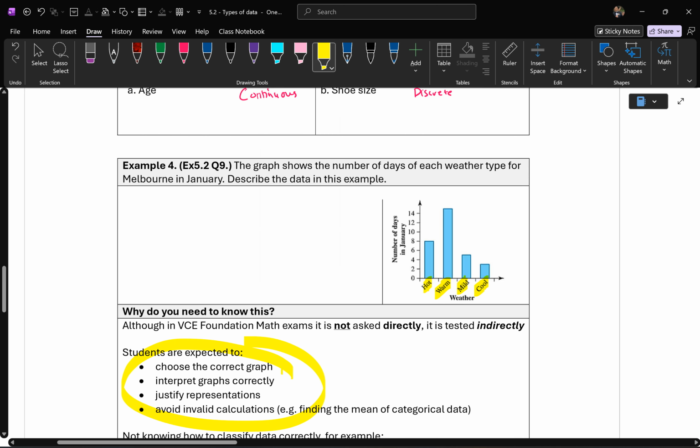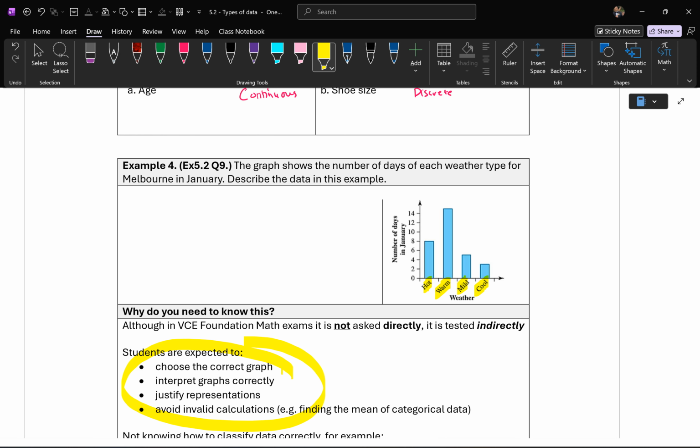So this is what they want at year 12 that I've highlighted. Although in VCE Foundation exams, it is not asked directly. So they don't go, is this categorical? Is this nominal? No, that's year 11 content. Year 12 content does it indirectly. From this, when I ask you to describe it, I will learn if you know what nominal, ordinal, categorical data is and why you use it. That's year 12.